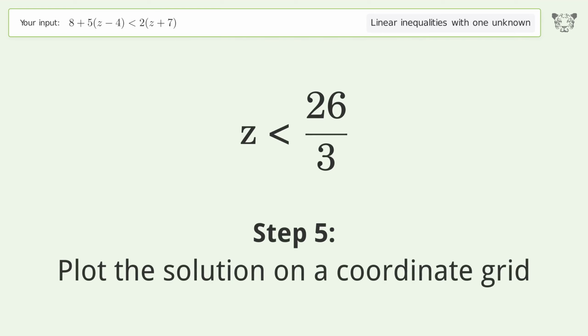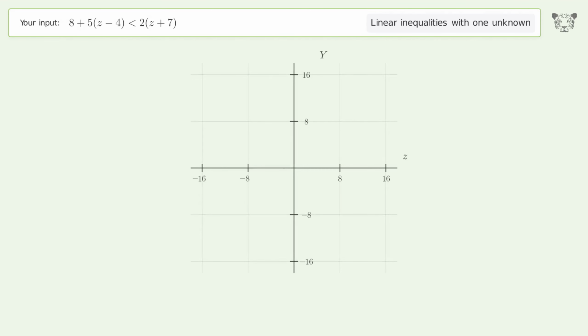Plot the solution on a coordinate grid. And so the final result is z smaller than 26/3 smaller than 82/3.